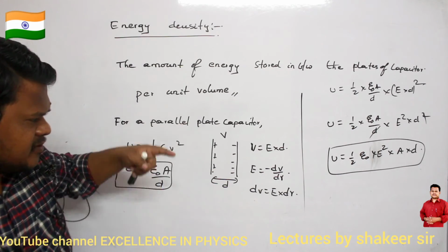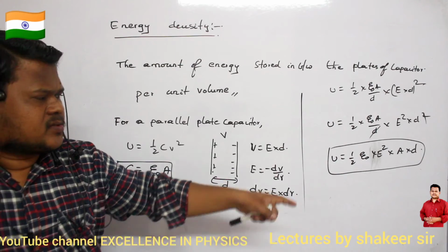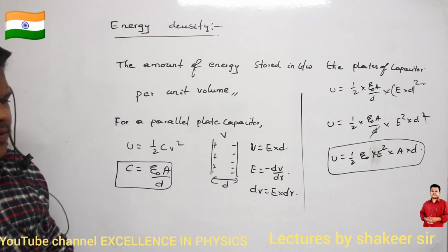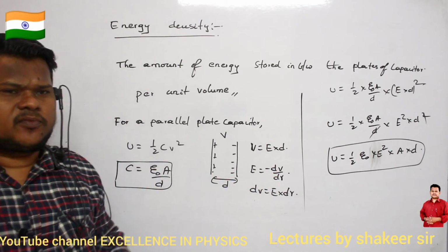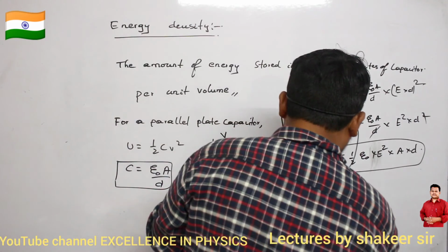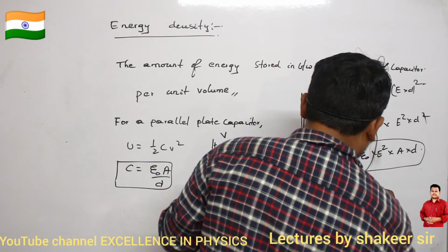Area of each plate is A, and distance between the plates is D. So area multiplied by distance will give volume, no? Therefore, I can write energy stored is equal to half epsilon naught E square multiplied by volume.